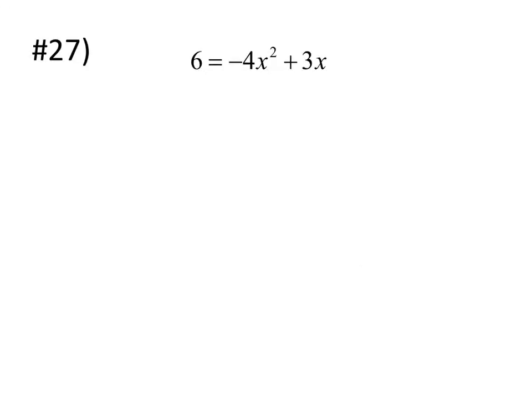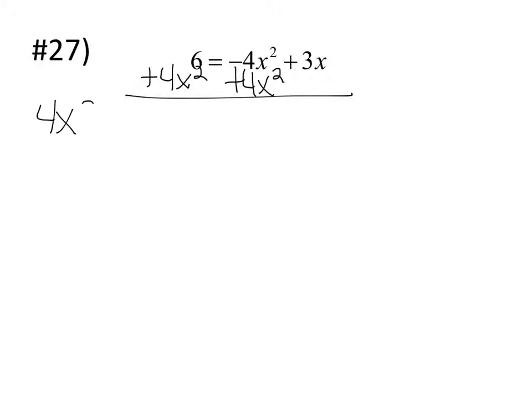All right, 27. 6 equals negative 4x squared plus 3x. All right, in order to be able to use the quadratic formula, I need to put this in standard form. And I think most people would subtract 6 from both sides. I'm actually going to add 4x squared to both sides, which is going to leave me 4x squared plus 6 is equal to 3x. And then I'm going to subtract 3x from both sides.